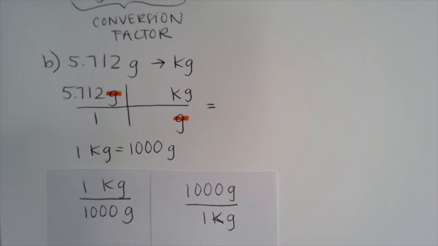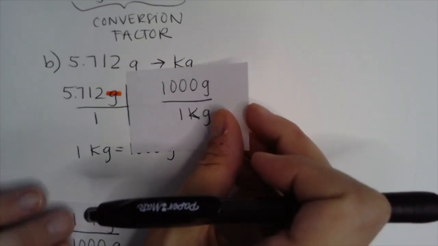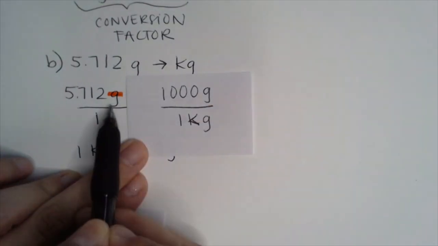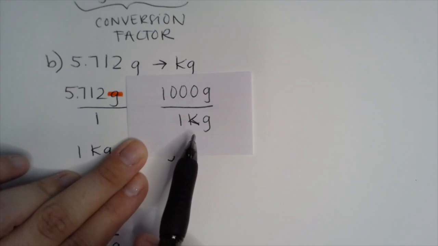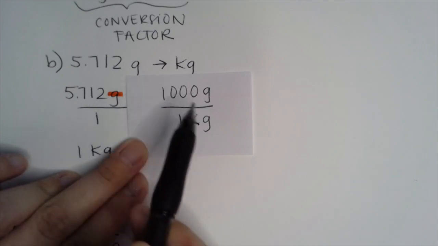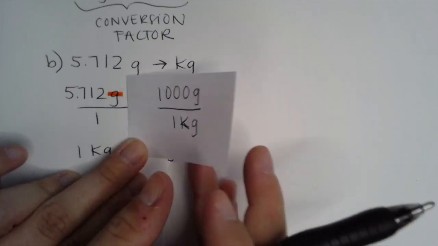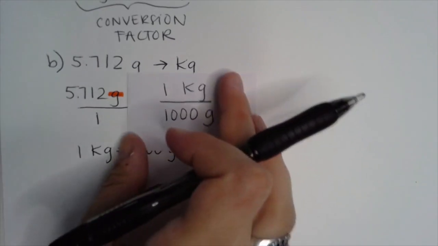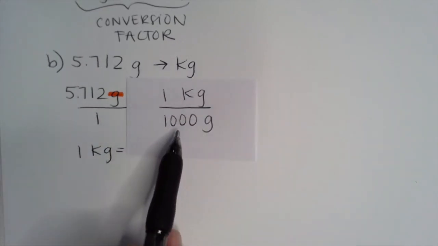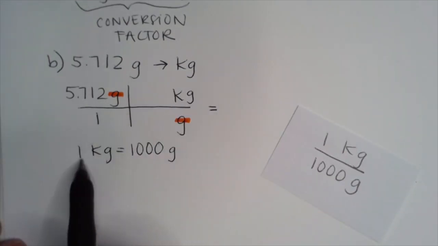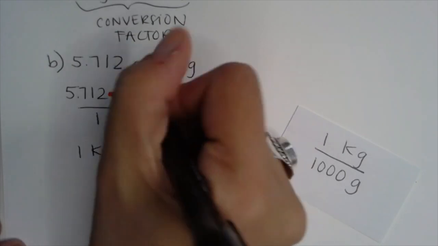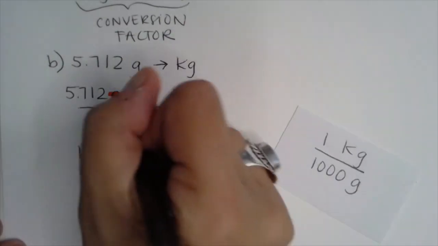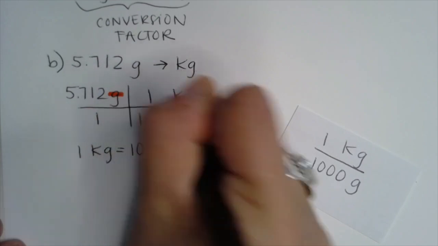If I use this one first, notice how I have grams up top and kilograms on the bottom. Units are not going to cancel out. This is going to give you the incorrect answer. Therefore, you need to use the one that has the 1,000 on the bottom, because if you look at the conversion factor, 1 kilogram is equal to 1,000 grams.